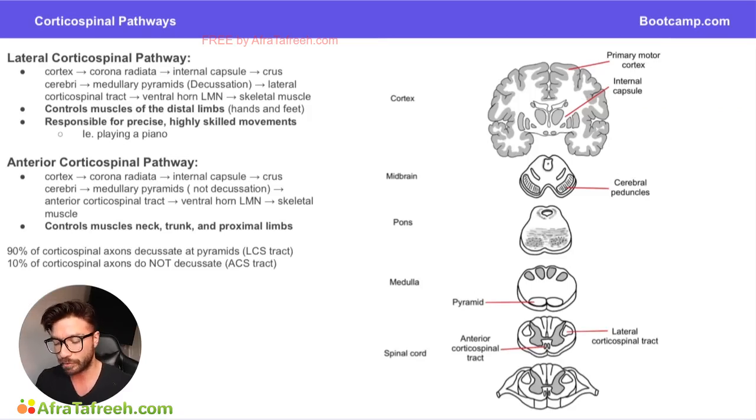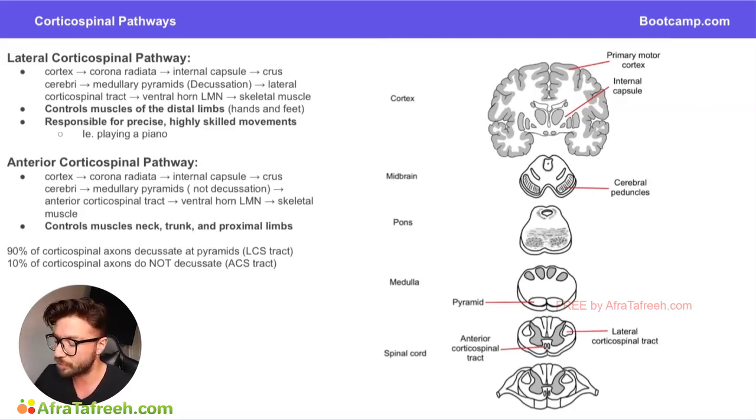So that's lateral corticospinal. Now the anterior corticospinal, this is involved in controlling the muscles of the neck, trunk, and proximal limb. Now these are going to be involved in more gross movements. Let's say I'm turning my trunk, twisting my trunk, or let's say I'm extending or flexing my knee. These are activating large muscle groups and performing more gross movements, not highly refined motor movements.